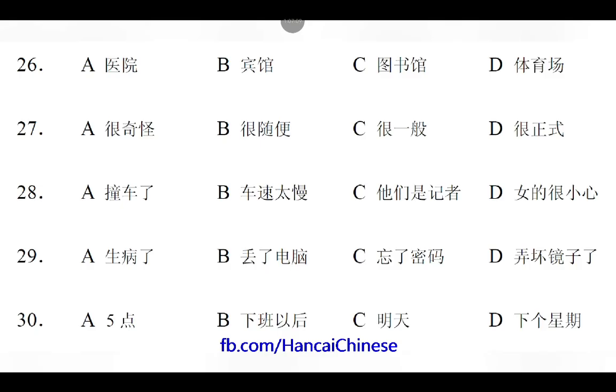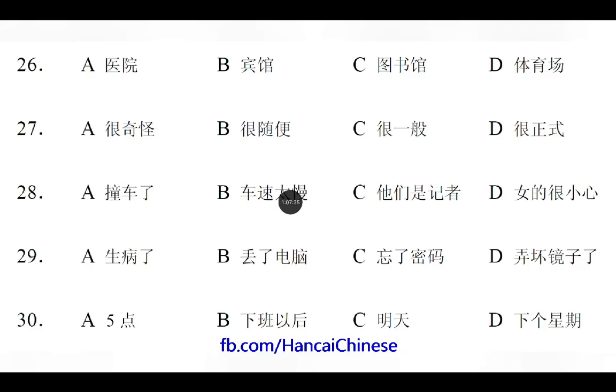Okay, now read the options of 28. The first option is zhuang che, had a car accident. Zhuang means accident. The next one, che su du tai man. So this is an important word.